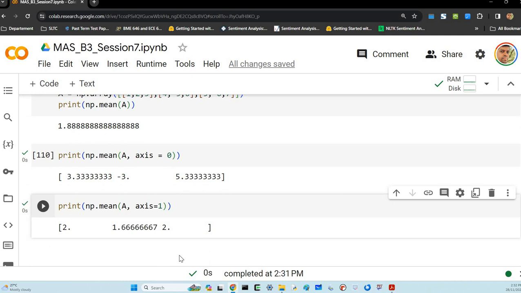Then row wise we will get 2, 1.6 and then 2 again. So 3 plus 2, 5, plus 1, 6 divided by 3, that is 2, right? Then we have 5 divided by 3. Then again 6 divided by 3.